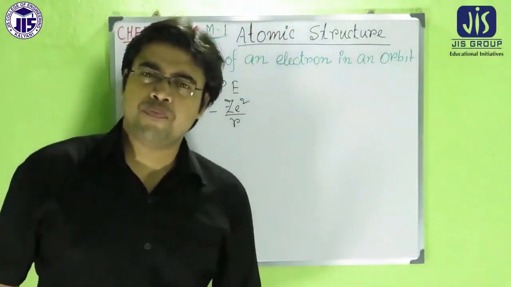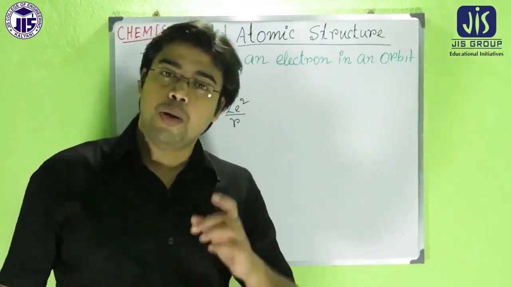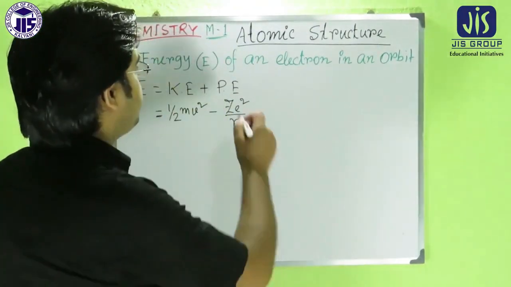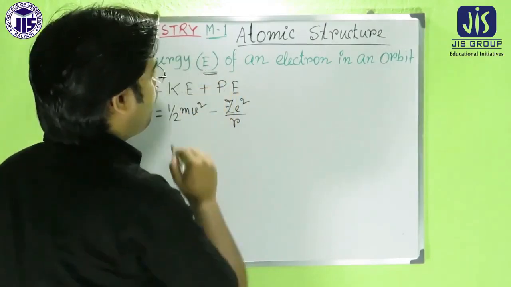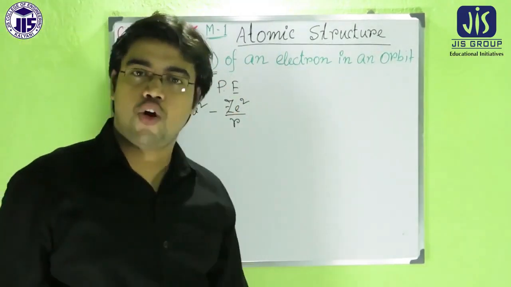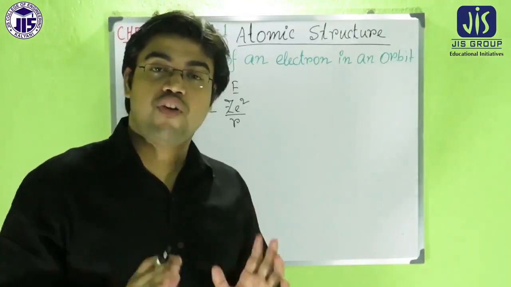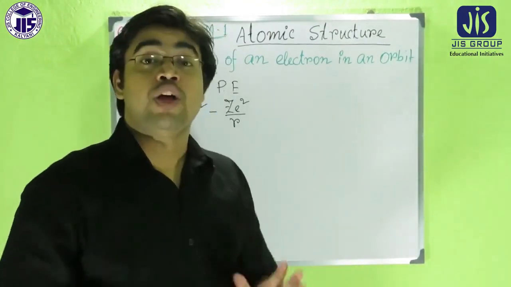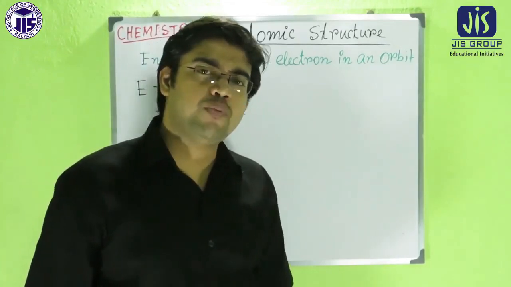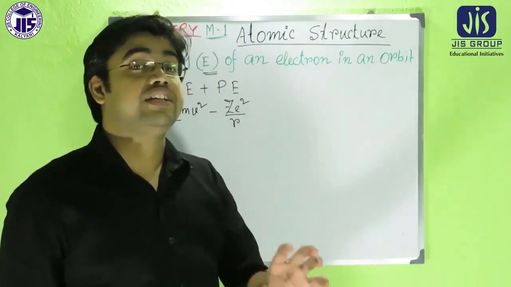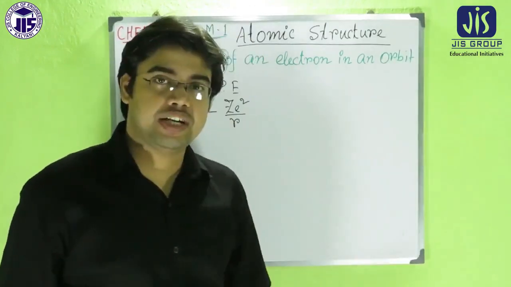We will move to the second application of Bohr's model. According to the second application, we can determine the energy of an electron in a particular orbit. That means when one electron revolves in a particular orbit, we can calculate the energy of that electron.